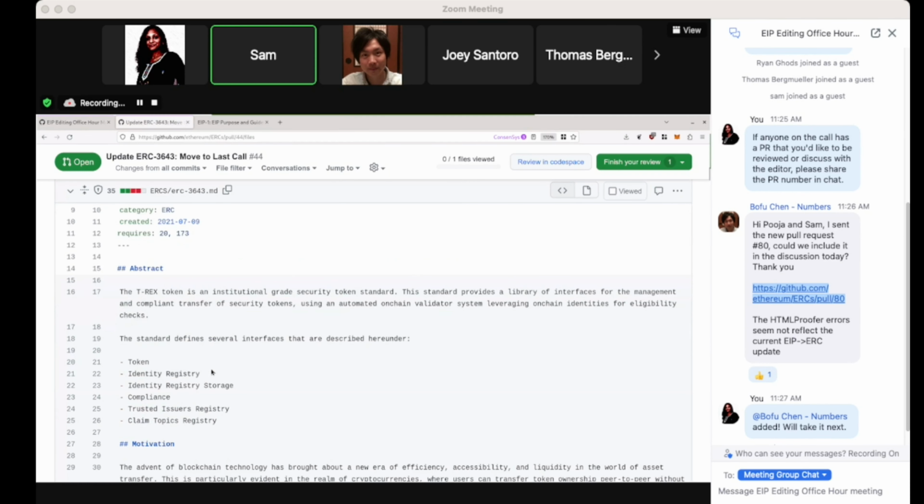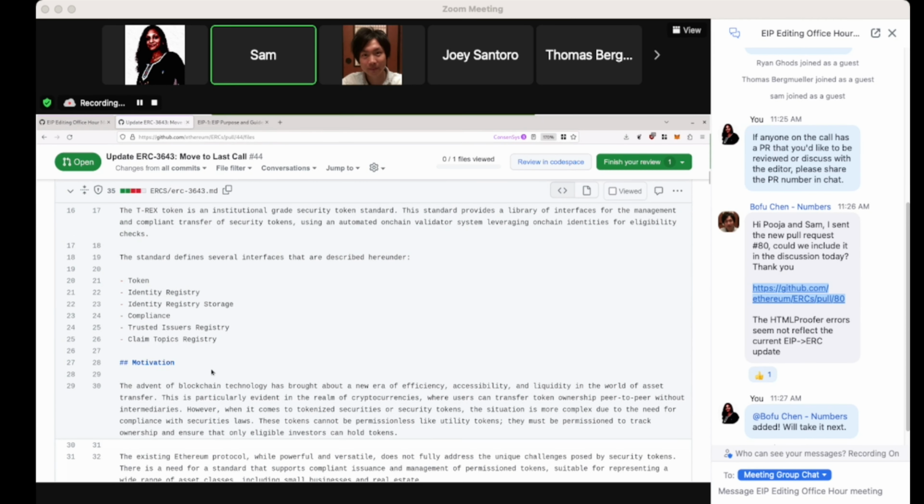So the ERC-3643 token is an institutional grade security token standard. This standard provides a library of interfaces for the management and compliant transfer of security tokens using an automated on-chain validator system leveraging on-chain identities for eligibility checks. The standard defines several interfaces that are described hereunder.